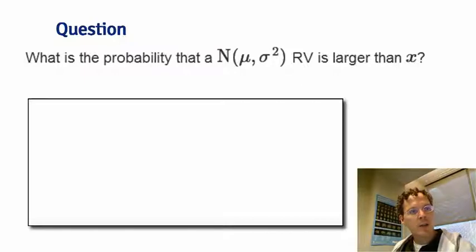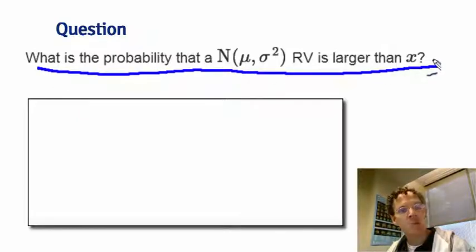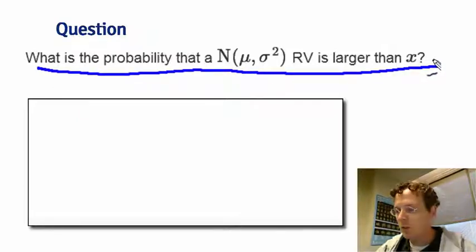Let me answer a highly generic question, and as we go through it, I think it will inform some of our next couple of questions where we put some context around it. So what is the probability that a normal mu sigma squared is larger than x.